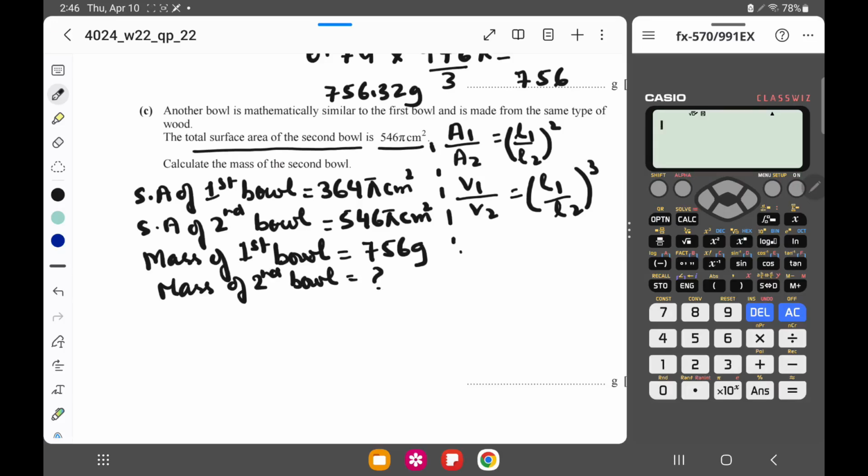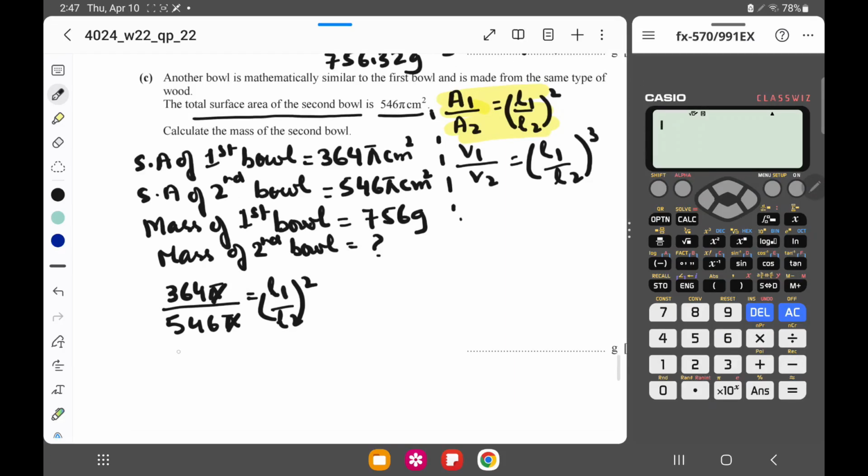Okay, now first of all we have to find out L1 upon L2 for mass, for finding out V1 upon V2 or mass of the second bowl. Alright, so A1 upon A2 equals L1 upon L2 whole square. I'm just substituting in this formula first. Okay, so A1 364 pi upon A2 546 pi. A1 upon A2 equals L1 upon L2 whole square. Okay, cancel pi. Alright, and take the square root of it.